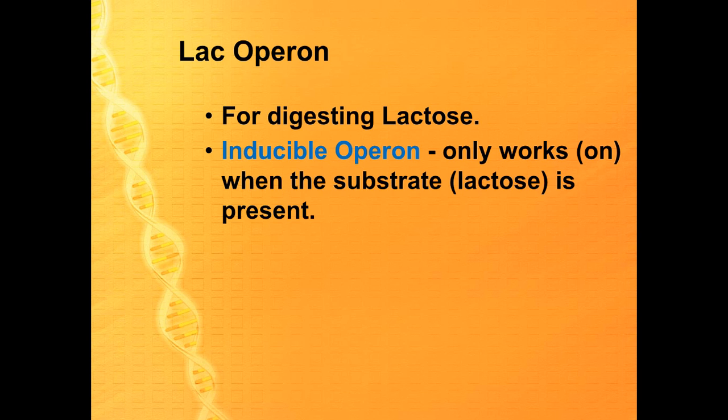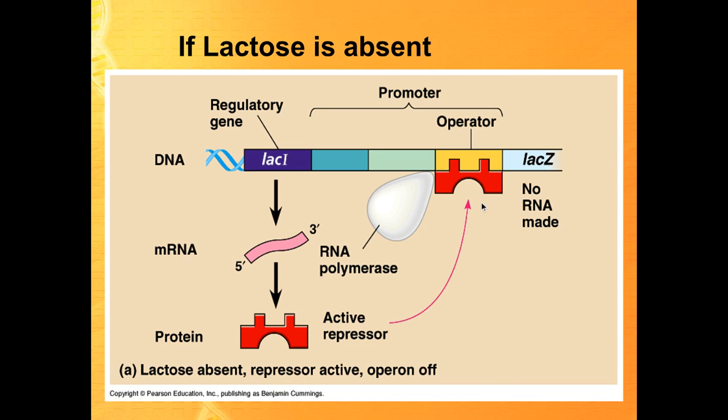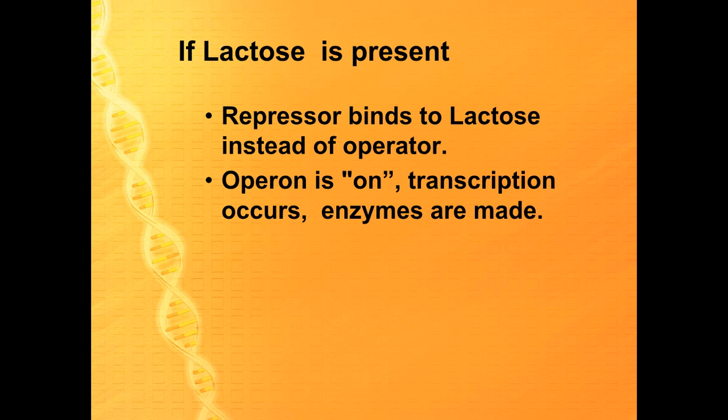It's called an inducible operon. That's an important term. It's called an inducible operon because it only works when the substrate is present. So only if lactose is present will we be able to create the enzyme to break it down. So here's a picture. Again, you've seen this one. The operator is full. There's a repressor there. And so there's no lactose, so there's no breaking down. If lactose is present, then the repressor is going to bind to the lactose instead of the operator, which is going to turn on the operon and create the things to break down lactose.